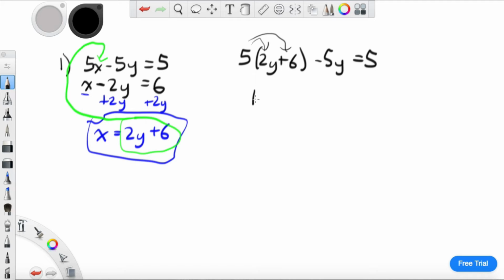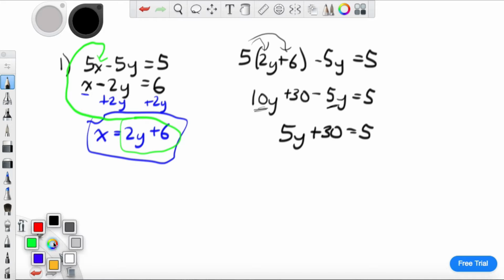5 times 2y is 10y. 5 times 6 is 30. So I've got 10y plus 30 minus 5y equals 5. Okay, the next thing I'm going to do is combine like terms. I've got 10y and negative 5y, so I can say 10 minus 5 is 5, and I've got 5y plus 30 equals 5.